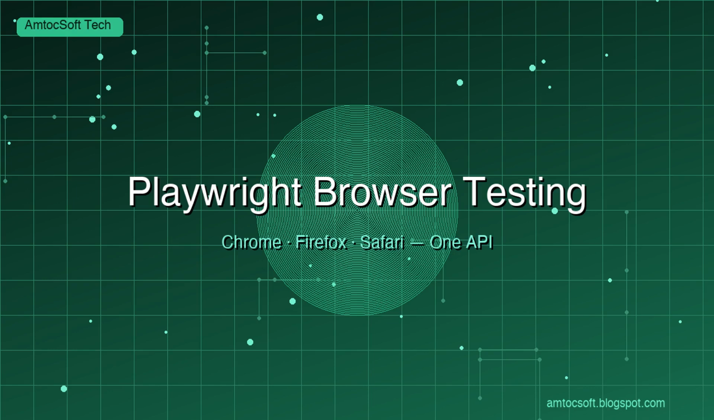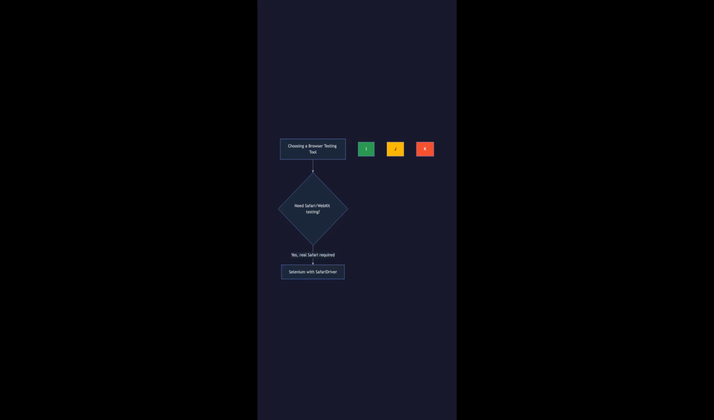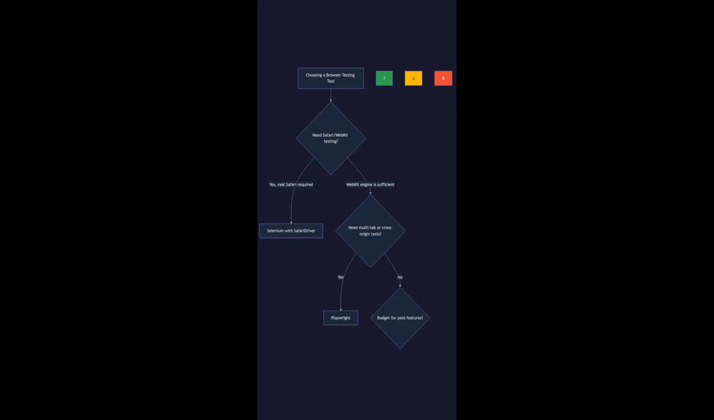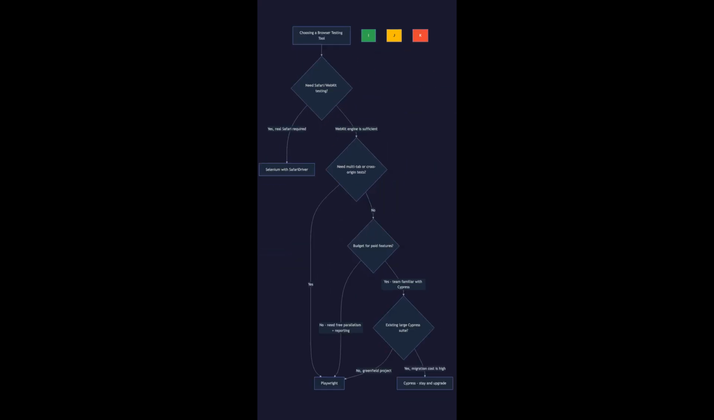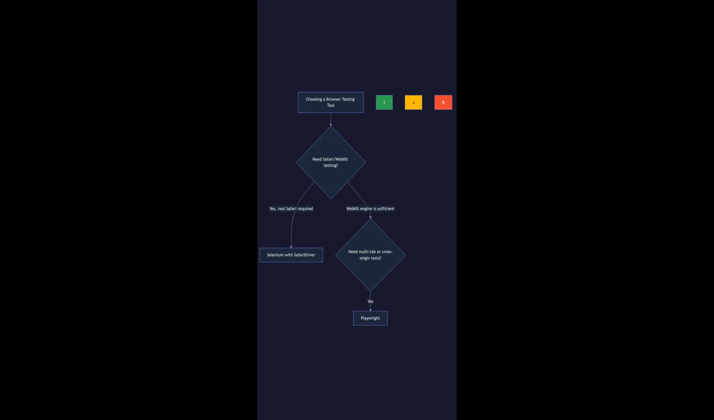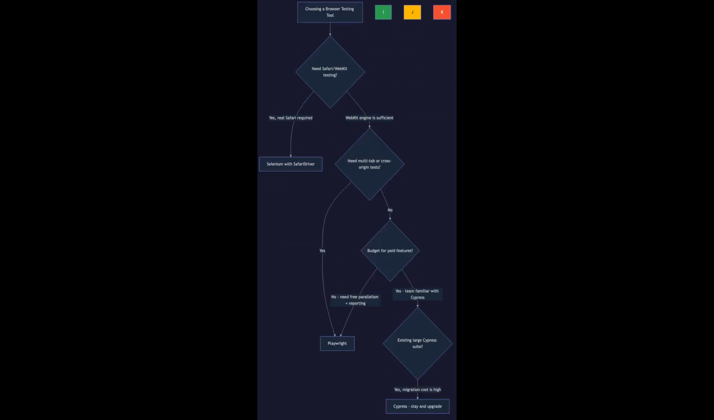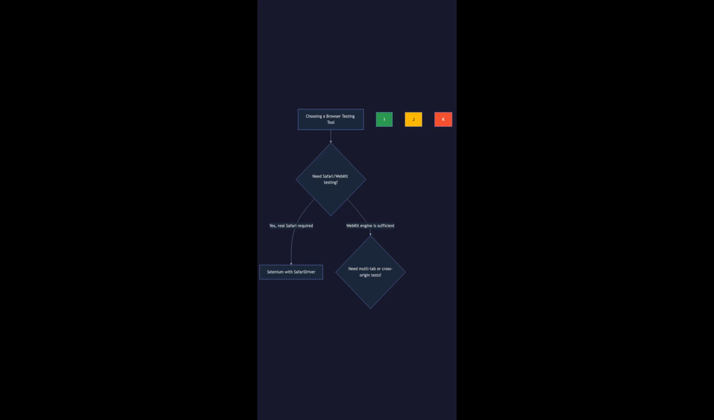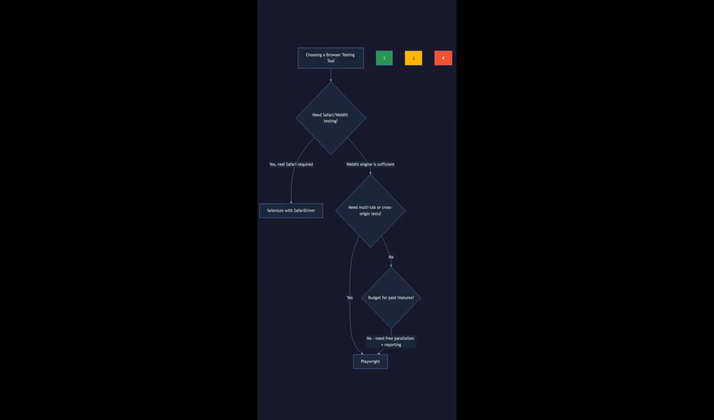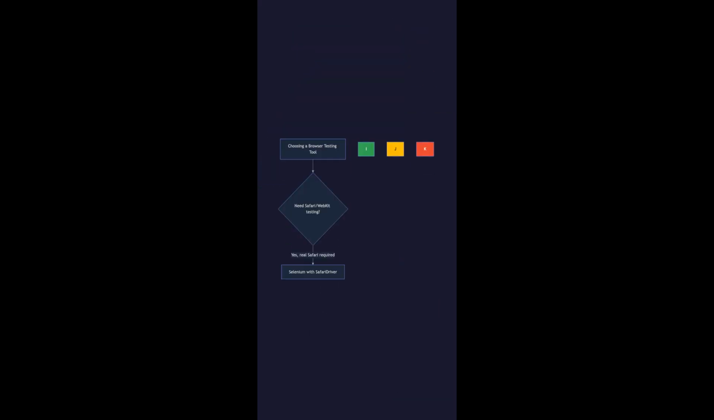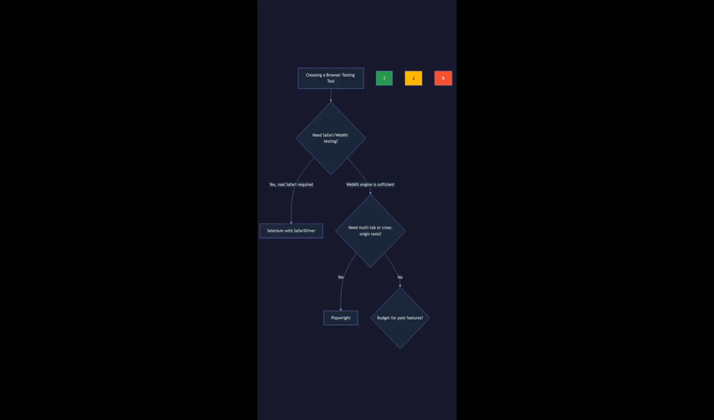The API is modern and ergonomic. Auto-waiting means Playwright automatically waits for elements to be actionable before interacting with them. No more arbitrary sleep statements, no more explicit wait helpers. Network interception, mobile emulation, accessibility testing, visual comparison testing, all first-class features. And it supports TypeScript, JavaScript, Python, Java, and C#.